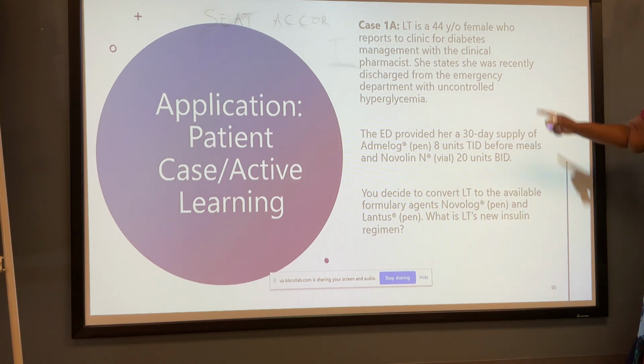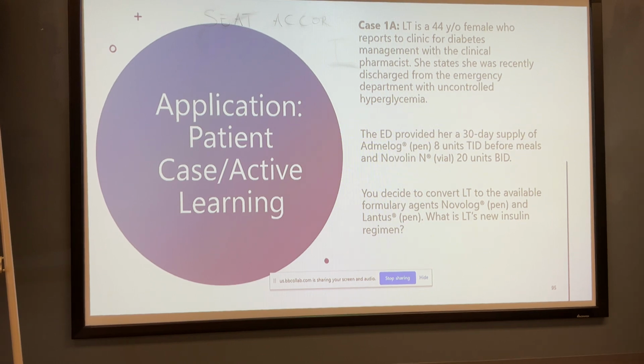Case 1. LT is a 44-year-old female who reports to the clinic for diabetes management with the clinical pharmacist. She states that she was recently discharged from the emergency department with uncontrolled hyperglycemia. The ED provided her with a 30-day supply of Admelog, 8 units 3 times a day before meals, and Novolin N, 20 units twice a day. You decide to convert LT to the available formulary units, which is the Novolog pen and Lantus pen. What is LT's new insulin regimen?